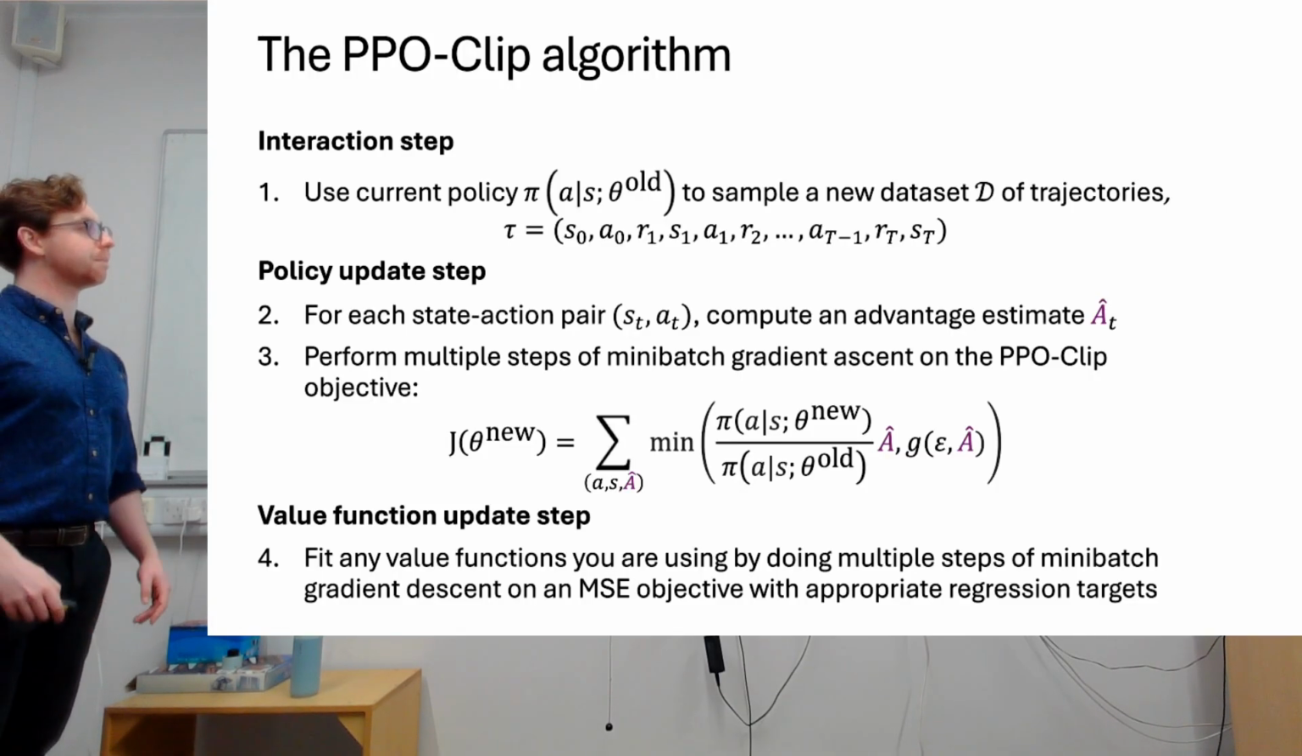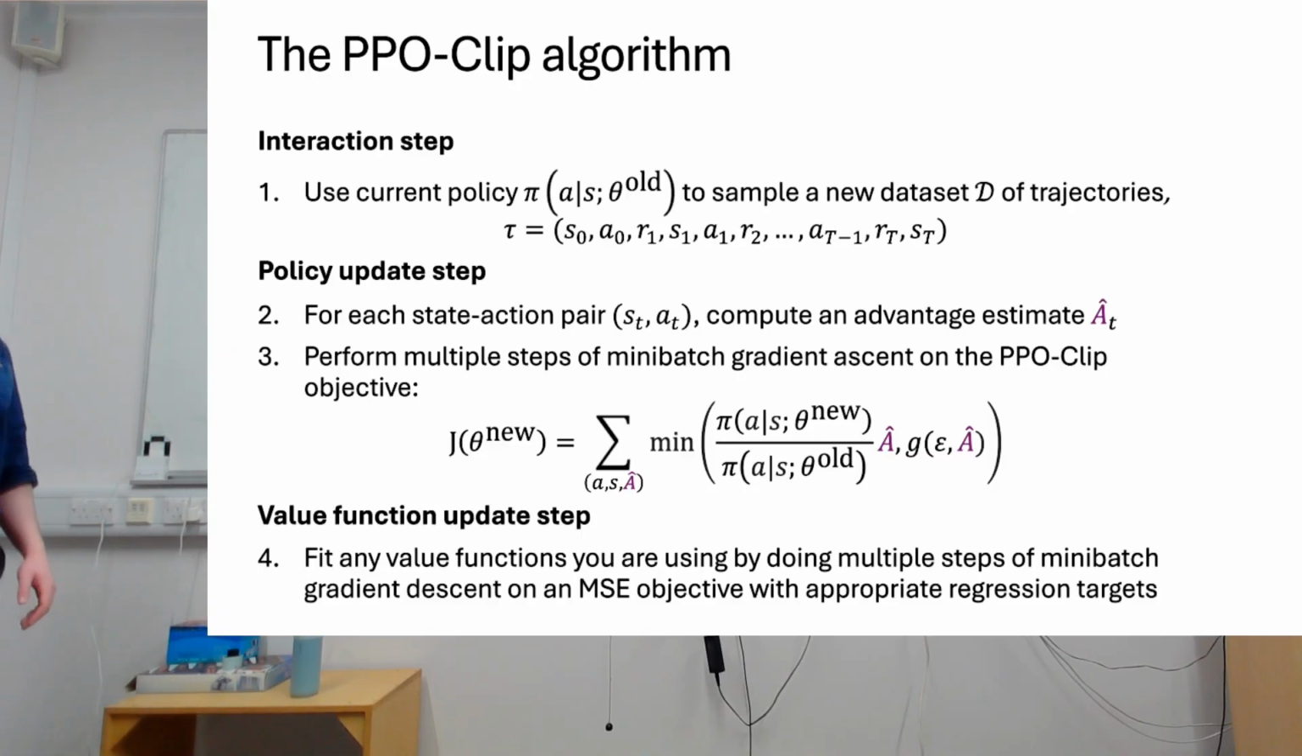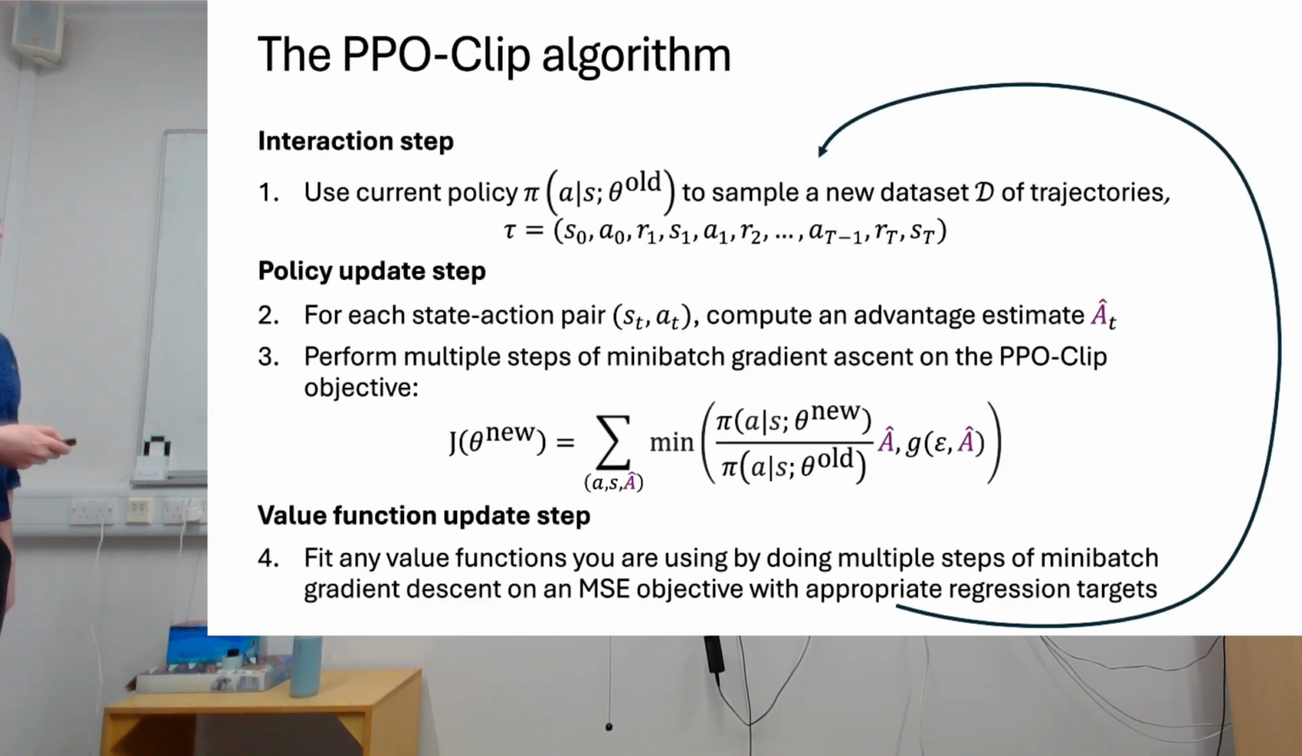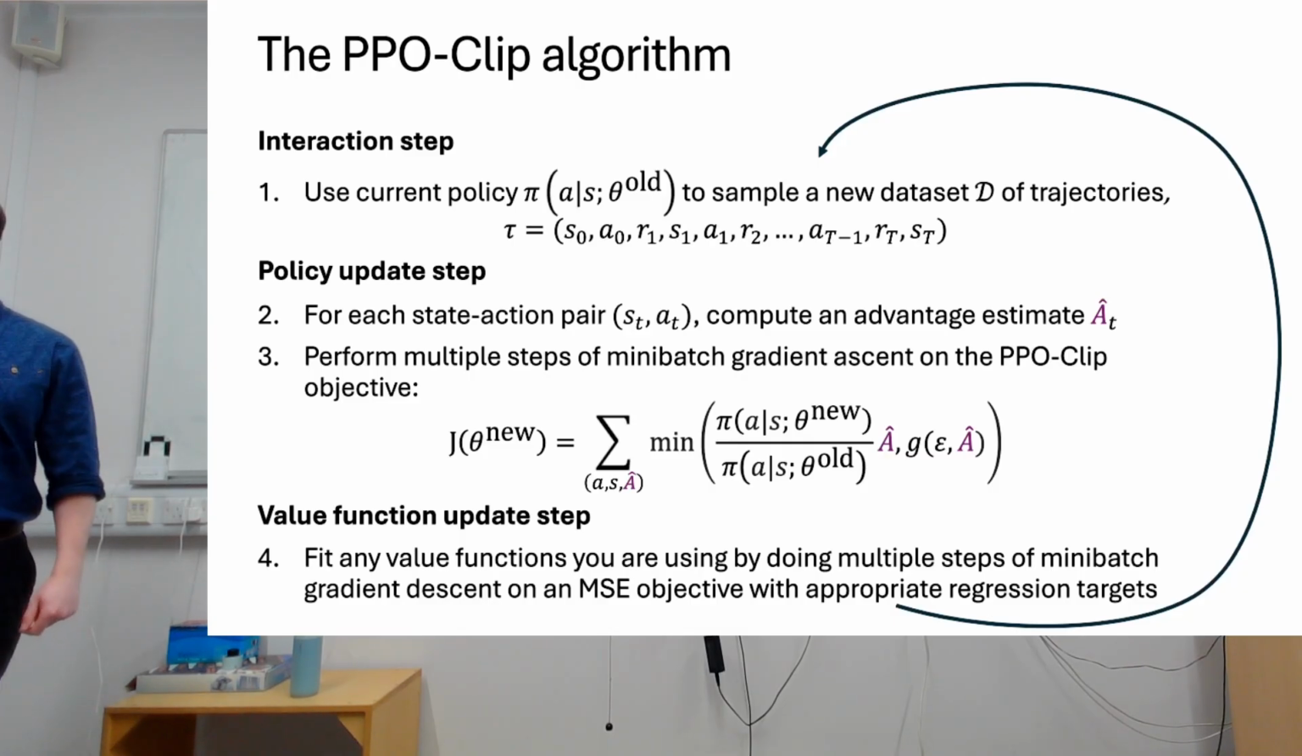I don't know which one ends up being better. Implementations differ on which they do first and which they do second. And then you loop. So you set theta new into theta old, you go back, you generate trajectories, multiple mini-batch gradient ascent steps, update value functions, come back, right? This is PPO.